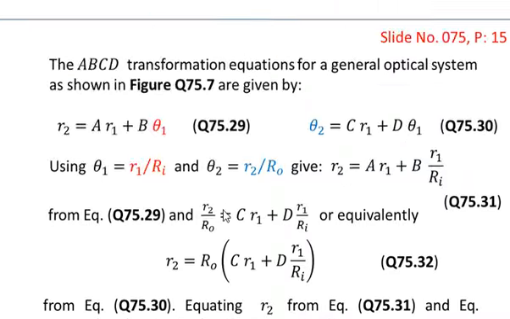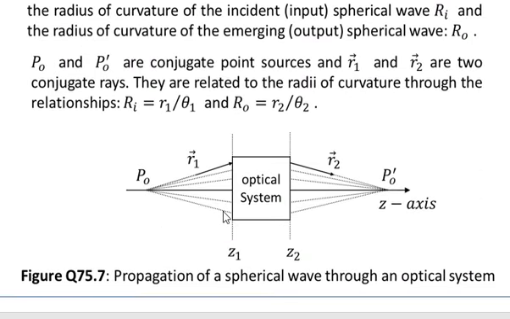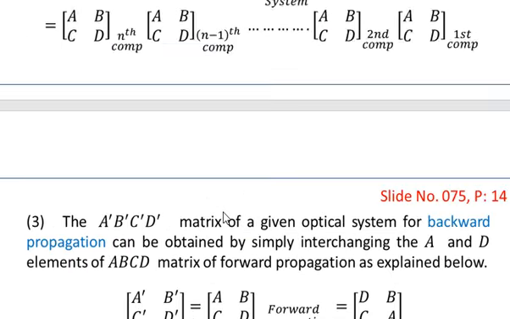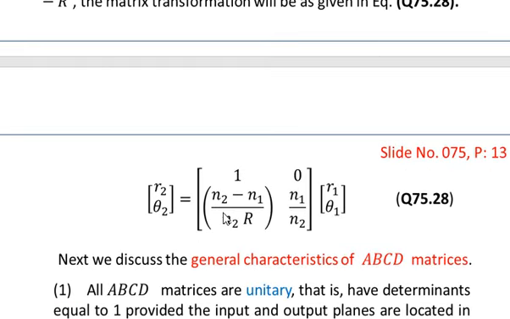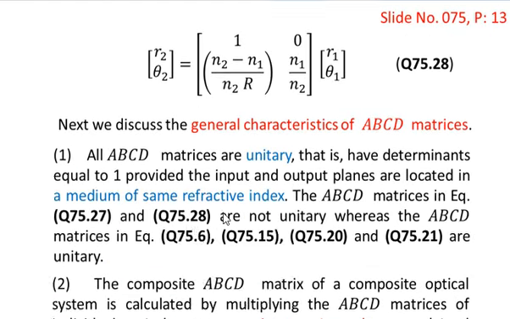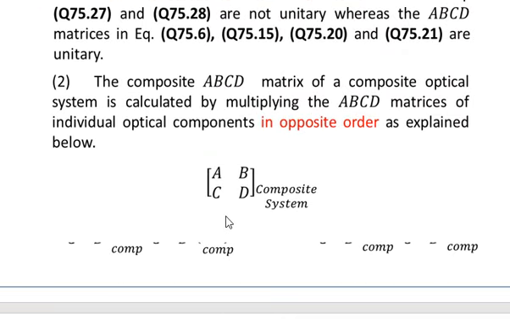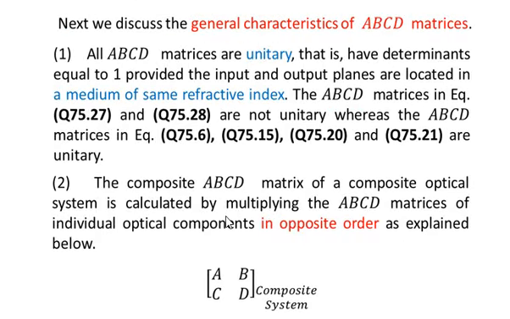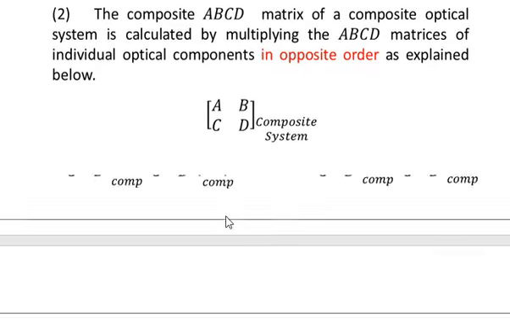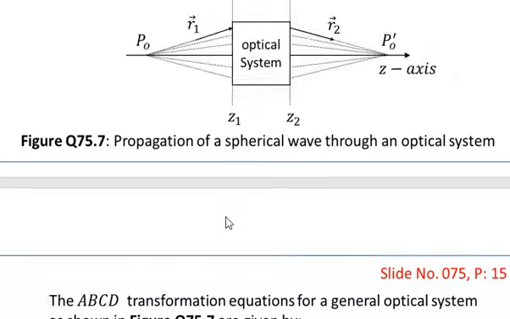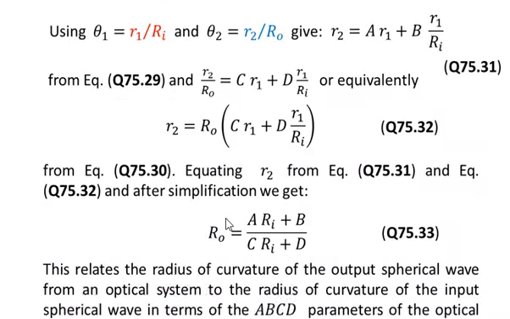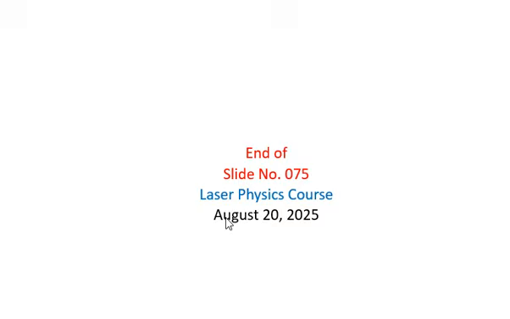So you see that I have discussed the main or major optical systems. I have constructed the ABCD matrices for such optical systems. I have discussed the sign convention during the course of this lecture, and I have also discussed the main characteristics of the ABCD matrices. So this completes the answer. This is the end of slide number 75.